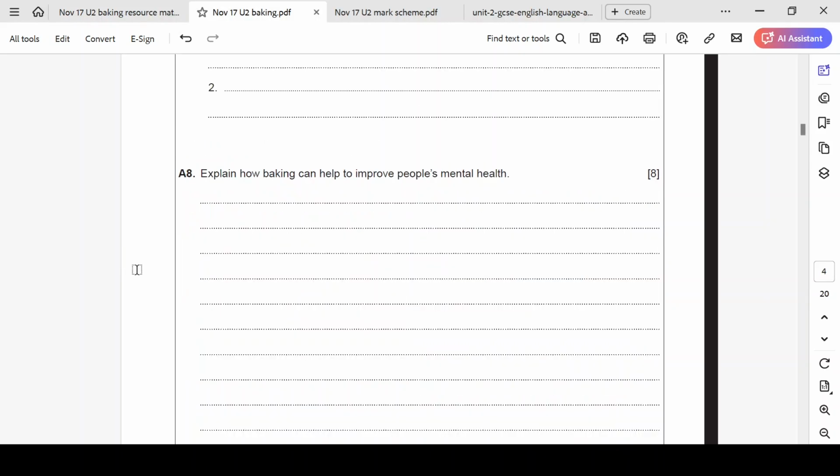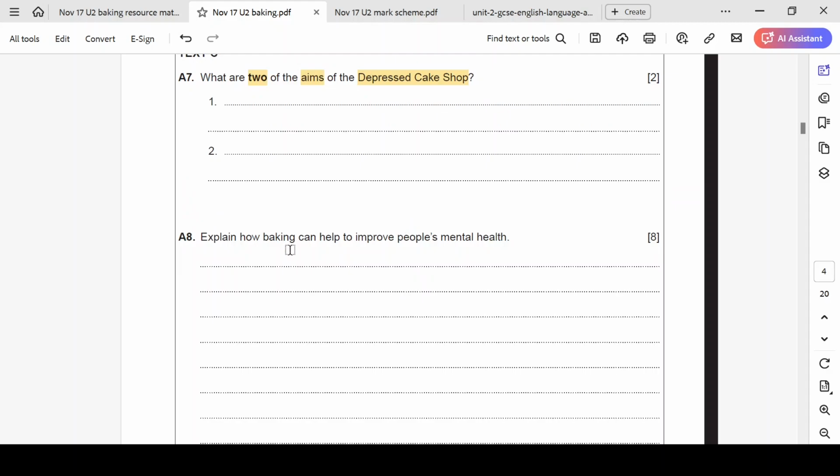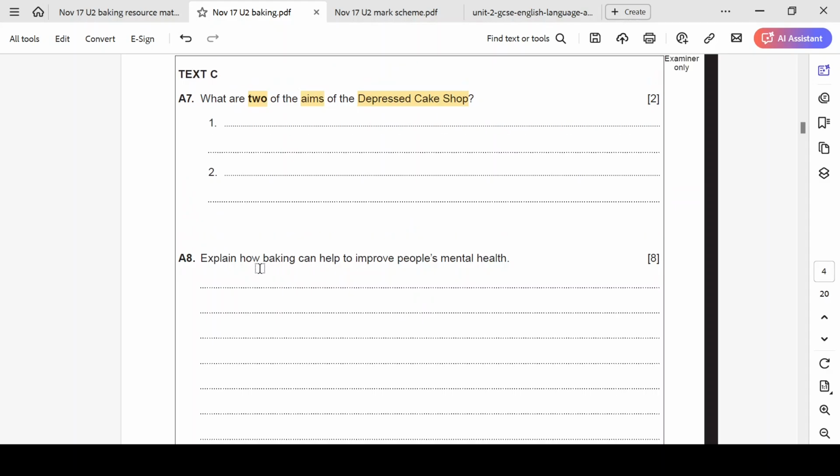Question A8. I've set this before in school, and several of my students wrote really nice answers based on their own ideas, if you like. They just came up with their own thoughts about how baking can improve mental health. Because to be fair, the question doesn't make it really clear that it's what text C says about how baking can improve people's mental health.